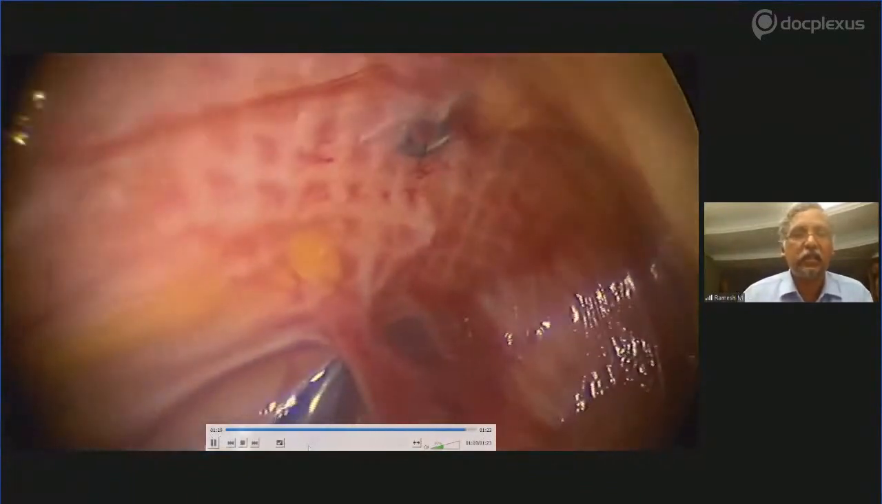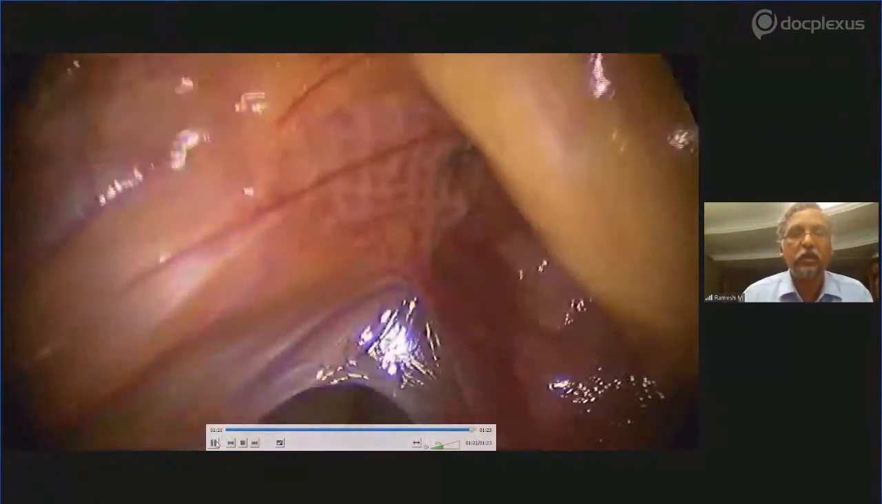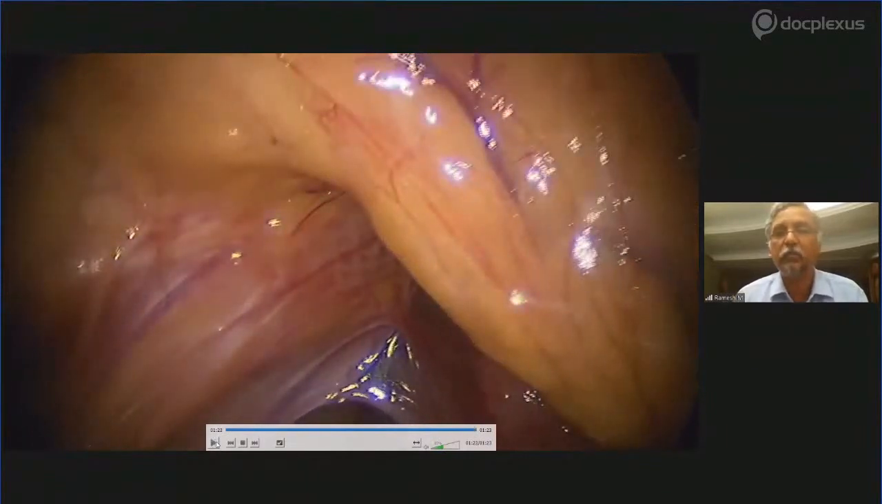This is something I wanted to show because at the end of the surgery, I put in a port and looked inside the abdomen. It was a real mess.